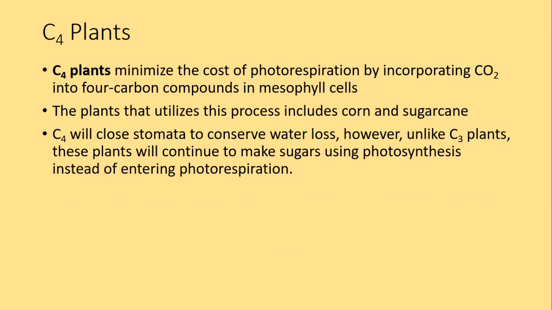C4 plants. C4 plants minimize the cost of photorespiration by incorporating carbon dioxide into 4-carbon compounds in mesophyll cells. The plants that utilize this process include corn and sugarcane. C4 plants will close stomata to conserve water. However, unlike C3 plants, these plants will continue to make sugars using photosynthesis instead of entering photorespiration.